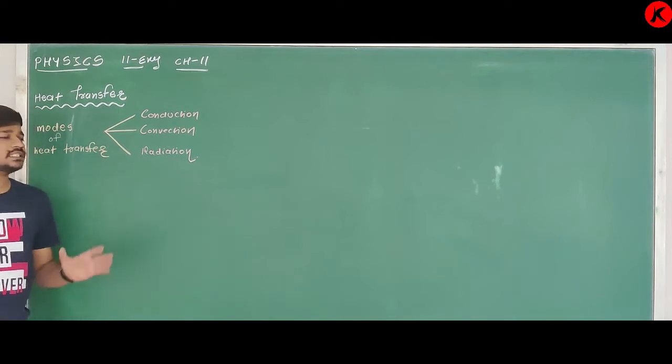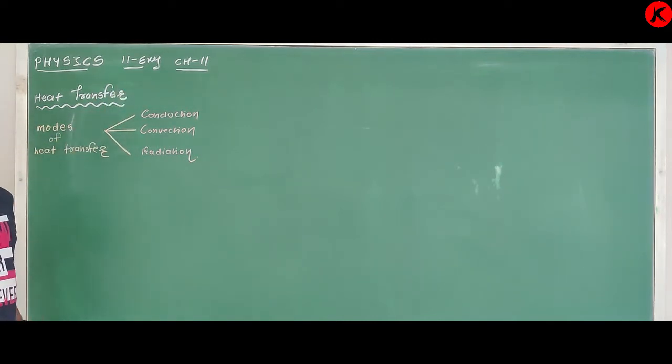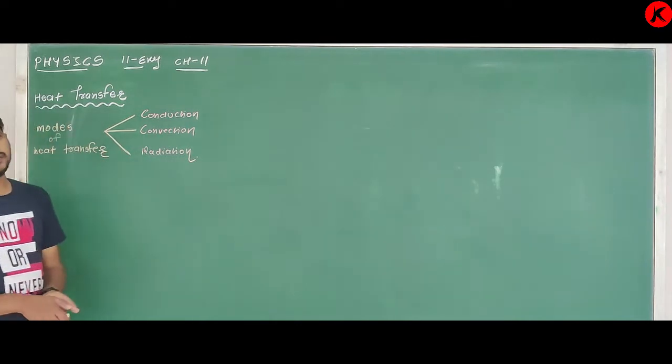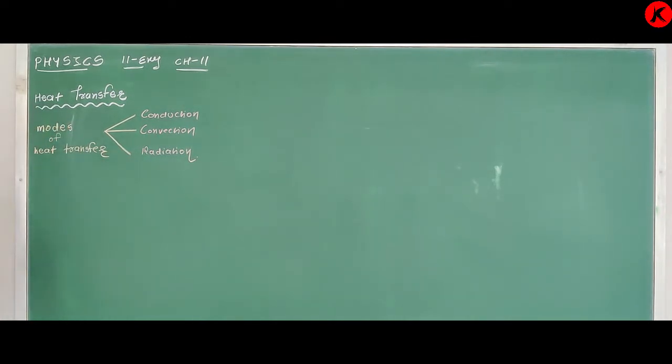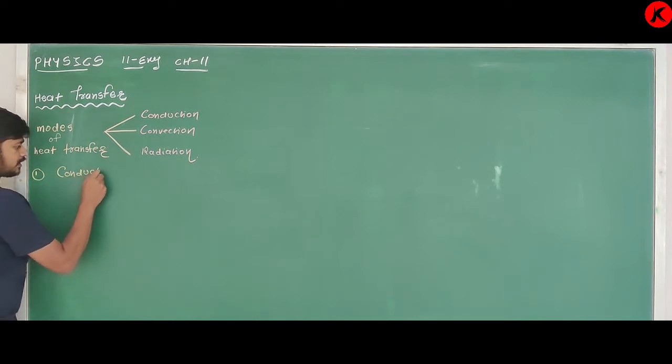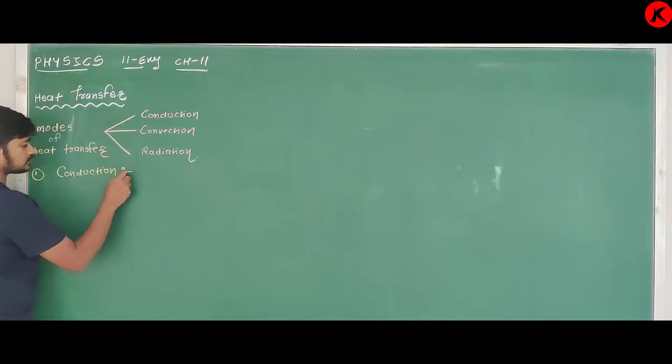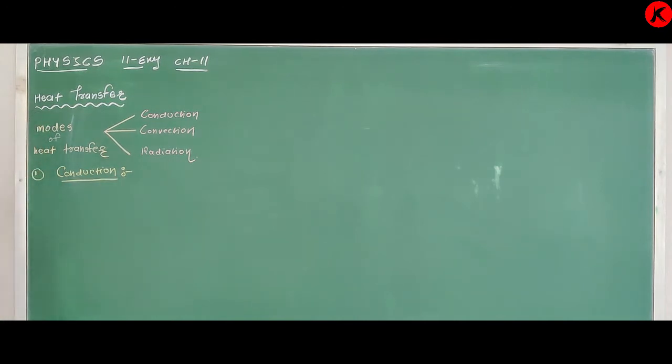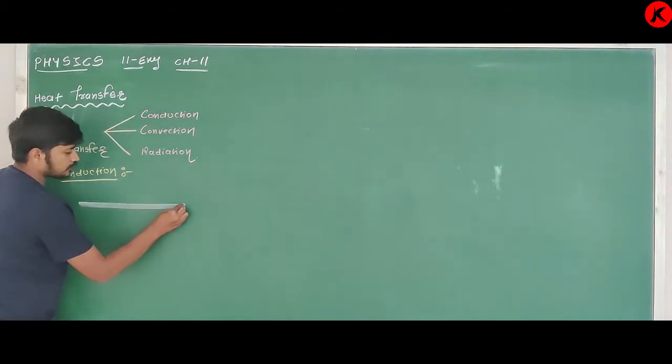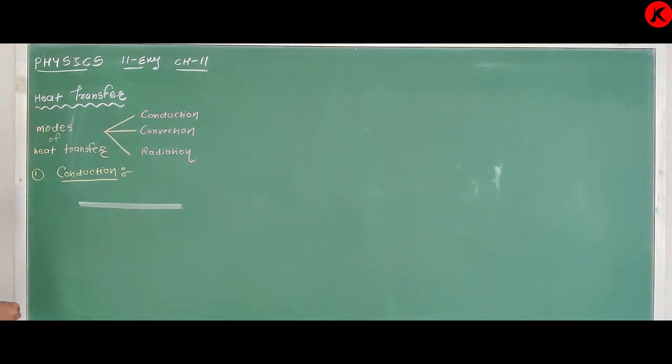Now we will see in detail what is the meaning of conduction, convection and radiation. So the first topic that we will cover in this lecture is conduction. What is an example of conduction? It is a very simple example. Suppose you are given one thin metal rod like this, and here there is a burner, which supplies heat energy.